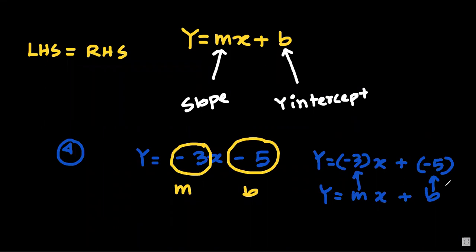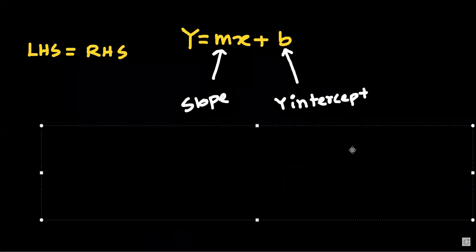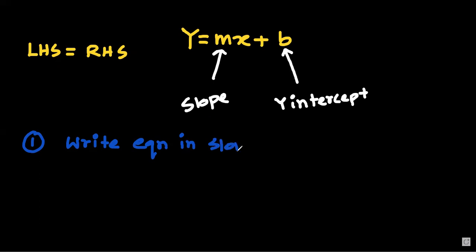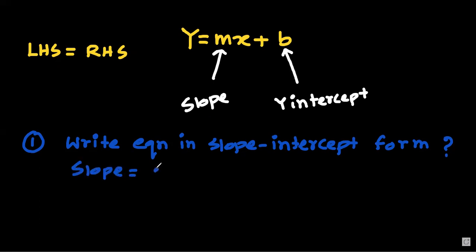So this is type 1 kind of question. Second kind of question, you need to rewrite the equation. Like write the equation in slope intercept form, where the slope is given as positive 2, and the y-intercept is given as 3.